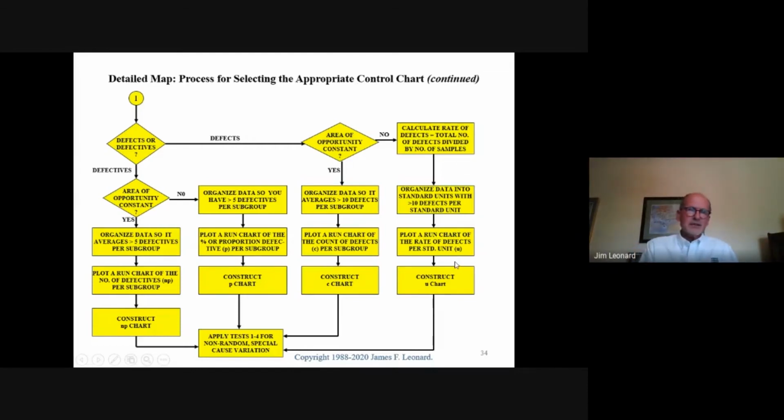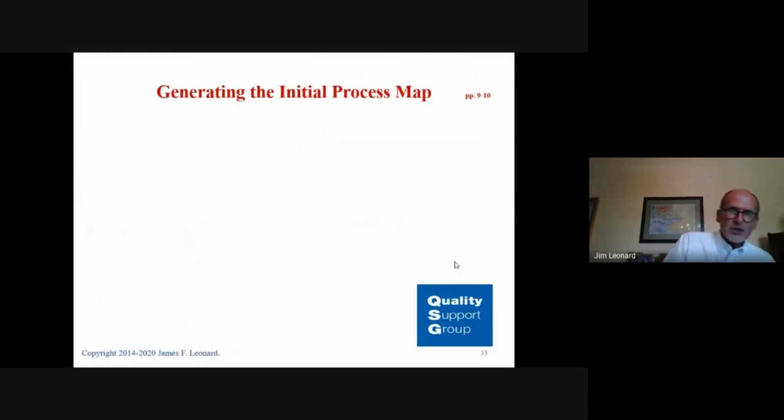So they're going really into the nth degree, step by step, a detailed process map for making sure I'm selecting the appropriate control chart. So that's just introductory, spending a lot more time on process thinking, because that's important to plant in people's minds, than the symbols and so forth. But generating the process map, pages 9 and 10 of your document.